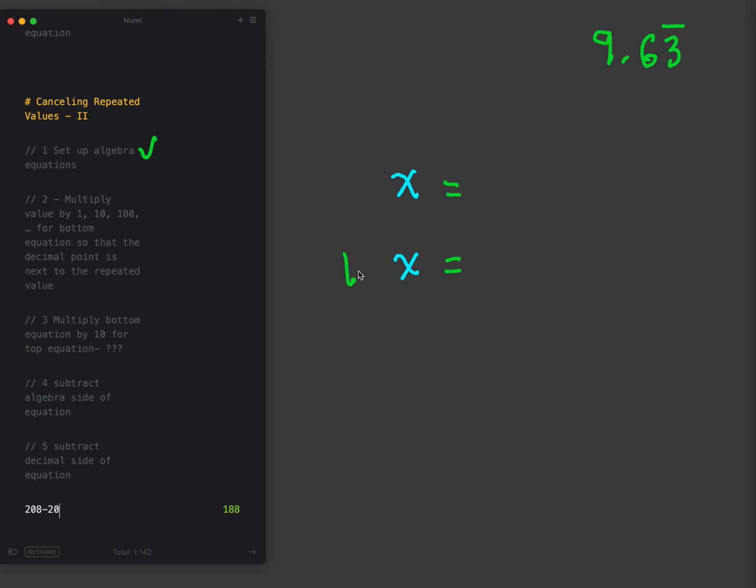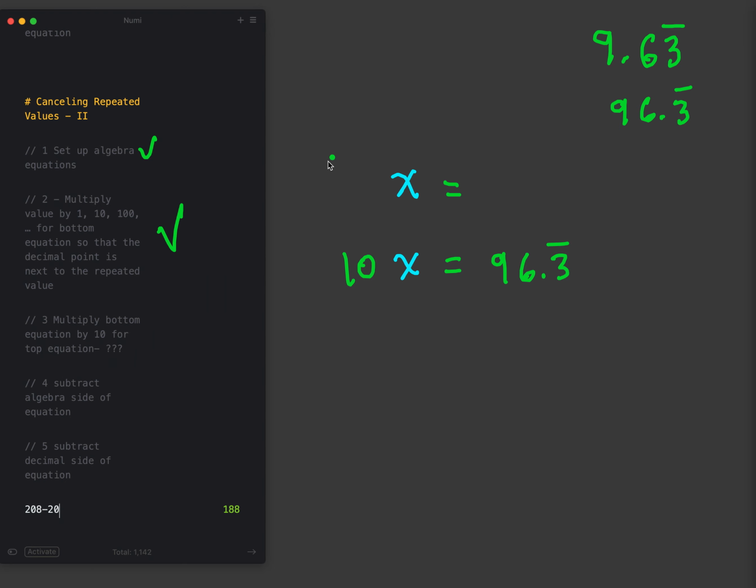So we're going to say 10x equals, and if I actually multiply this by 10, I get 96.3 repeating. So this is what I want, with the decimal place right next to the repeating value. So 10x is 96.3 repeating, and we have done that second step. Then I want to multiply the bottom equation by 10 for the top equation.